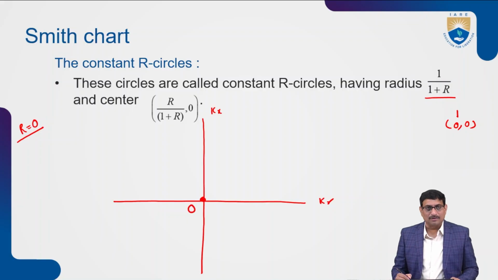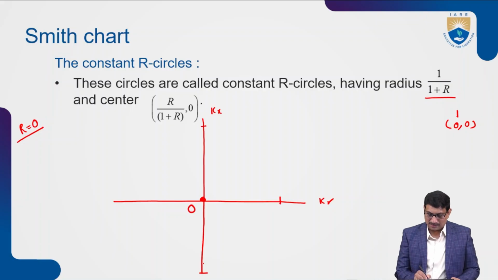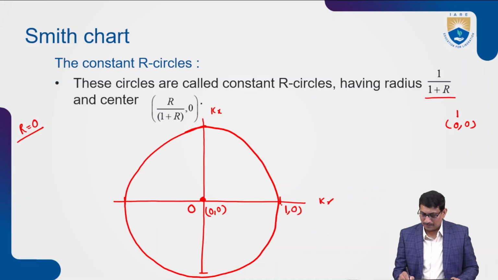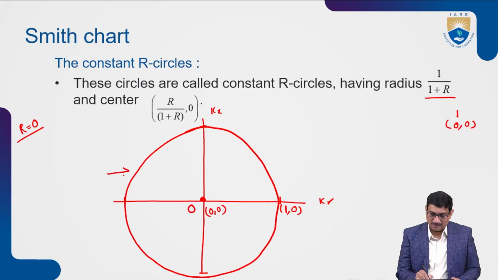And the radius is 1 meter. Assume that this is 1 meter from the center. So this is the circle where the center is at 0 comma 0 and the radius is 1. This point becomes 1 comma 0, and the radius is 1 meter. This is 0 comma 1, and this is also like this. So this is the R circle which is R equal to 0.